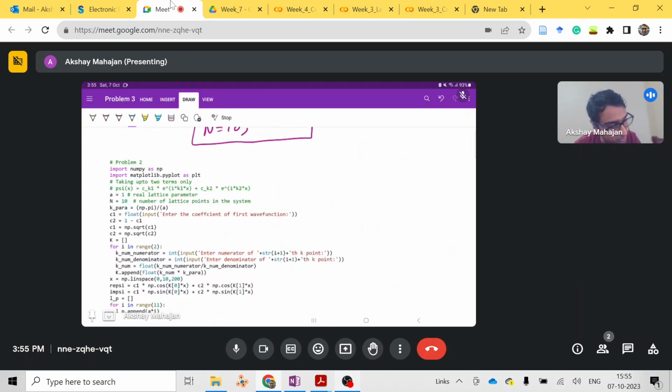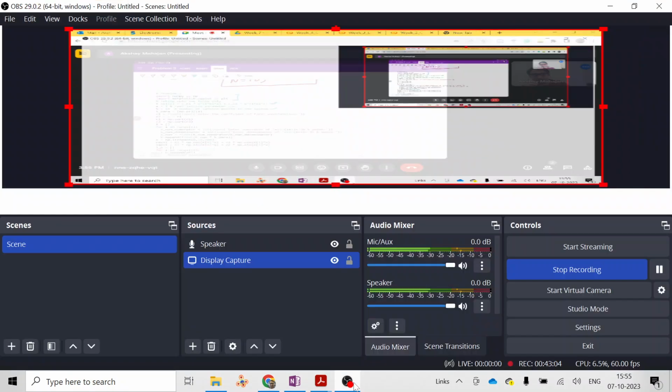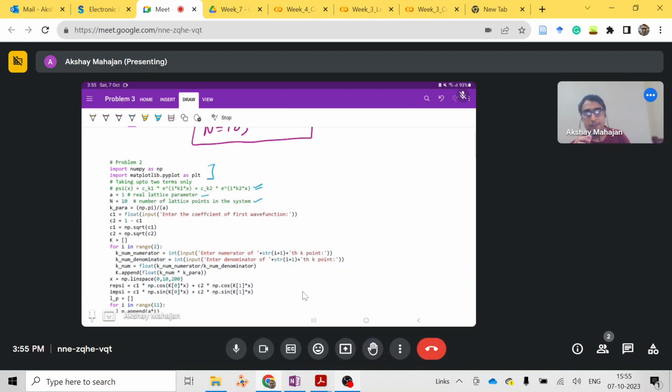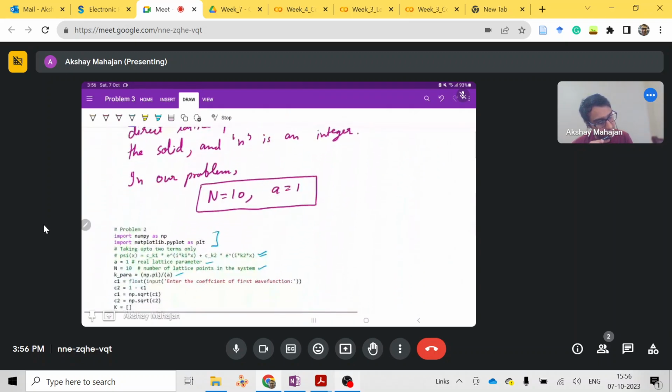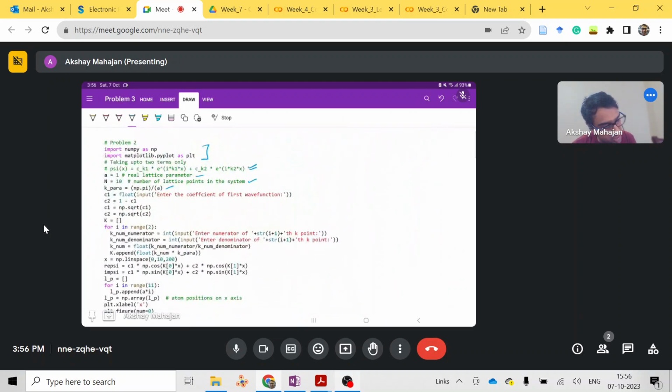First, you have to import your libraries, numpy and matplotlib. We are taking just up to 2 terms in the expansion. This is from the lecture: c_k1 times e to the power i k1 x plus c_k2 times e to the power i k2 x. We are taking a as 1 and capital N as 10. Then this is our parameter, pi by a, so the k points are in units of pi by a. Then you have to enter the coefficient C1.